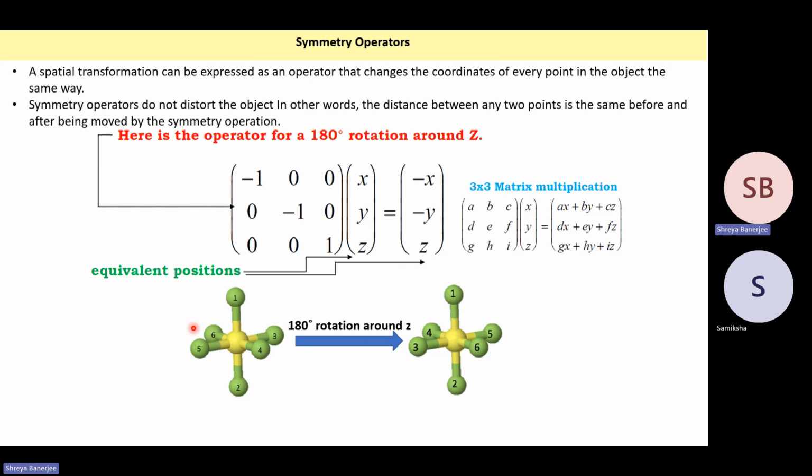Now imagine you have a molecule like this, and this is your Z axis. If you are rotating the molecule around this axis at 180 degree, then 4 and 6 will interchange places. 4 will come in the position of 6, 6 will come in the position of 4. Again, 3 and 5 will interchange places. So 1 and 2 are not affected because the axis is passing through here, but 3 and 5 and 4 and 6 exchange places. So that is basically 180 degree rotation along the Z axis.